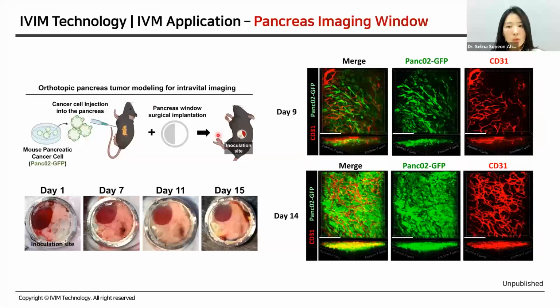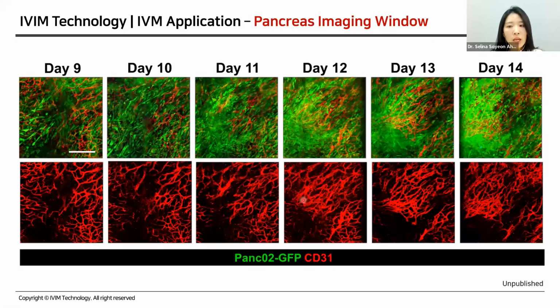And this is one representative data for pancreas imaging using the pancreatic imaging window chamber. We implanted pancreatic cancer cells, which are PANC2 GFP cells. Then we can monitor the active proliferation of the pancreatic cancer cells together with the vascular structure remodeling as well. We can actually monitor every day from day 9 to 14. So we can see the dramatic proliferation of the cancer cells and also the blood vessel changes over time.